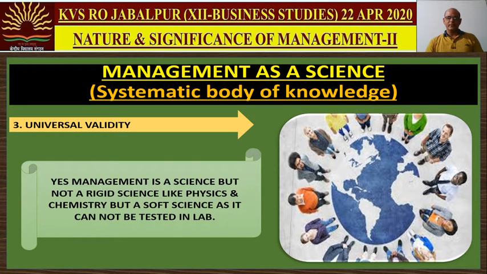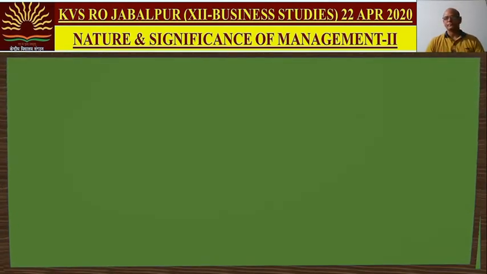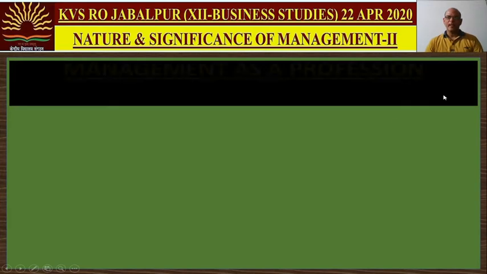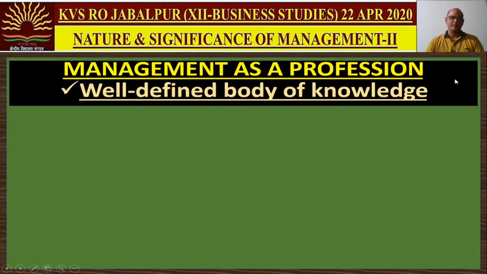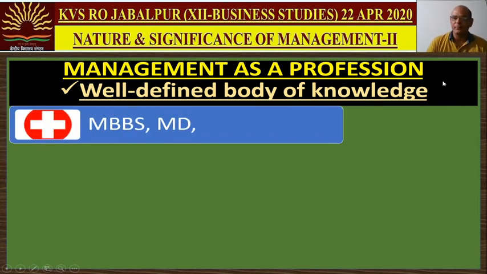Coming to the third nature, let us see now whether management is a profession. A profession means well-defined body of knowledge, a separate set of skills possessed by a special person. A doctor is having separate kind of skills, a teacher is having a separate kind of skills, a CA is having separate set of skills which he has acquired through formal methods of training. So let us see whether management is a profession or not.